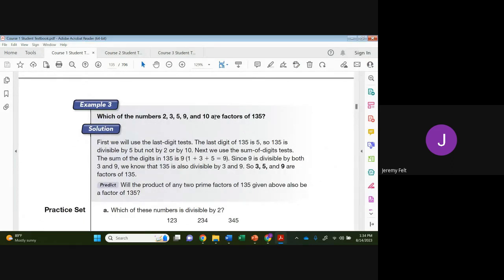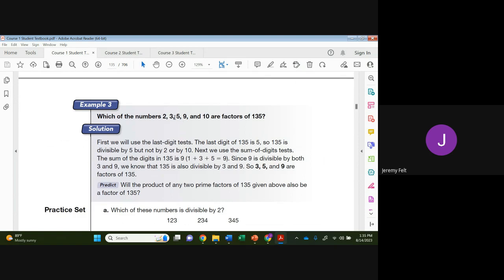2, 3, 5, 9, and 10. Which of those are factors of 135? Well, we know 5 is because it ends in a 5. 10, it doesn't end in a 0, so we know that's out. 5 is an odd number, not an even number, so it can't be 2.